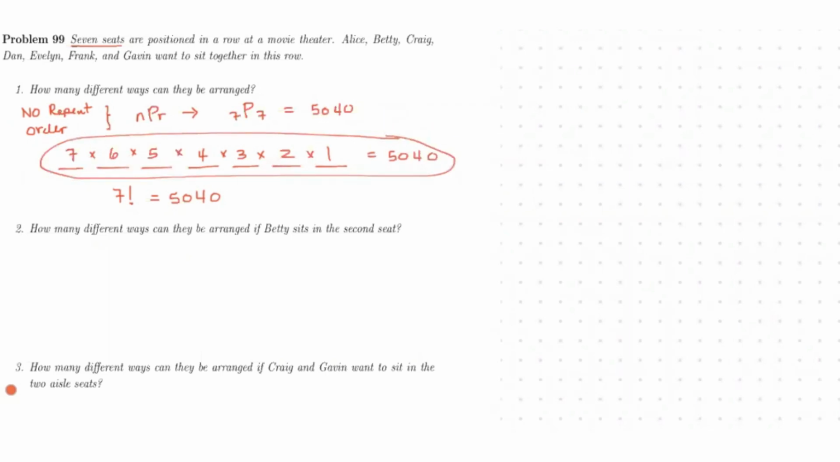It's not too long, but this helps us avoid silly mistakes. So you can do it. Let's do number 2. How many different ways can they be arranged if Betty sits second?